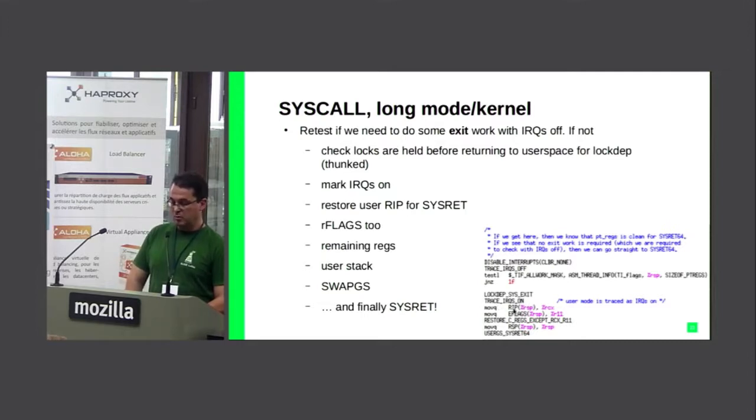We restore RIP, that's the user space RIP, we're gonna return to our flags, restore the rest of the registers, and that's the user space stack pointer, and we do sysret64, sysret. So we are back in user space, and that's the fast path.